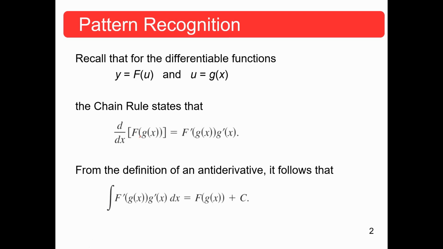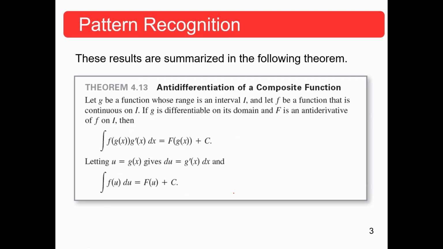So, from the definition of an antiderivative, it follows that if I integrate this part here, this F prime of g of x times g prime of x, I'm going to get back to some composite function plus C. So this is summarized in the following theorem. Antidifferentiation of a composition. Let g be a function whose range is on an interval I, and let F be a function that's continuous on I. If g is differentiable on its domain and F is an antiderivative of little f on I, then if you are integrating f of g times g prime of x, all you're going to get is the composition F of g, and then plus C, of course.